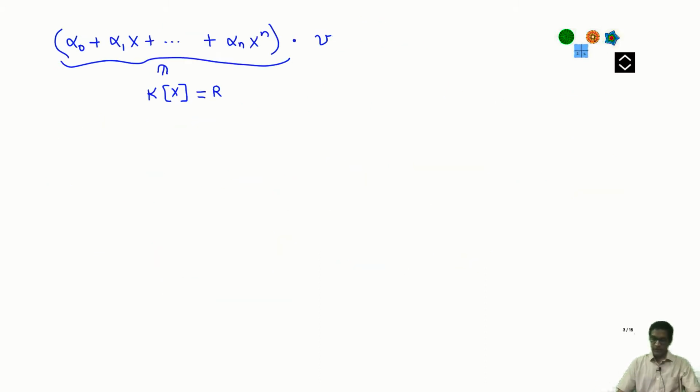Now let me come back to my main object, which is to try and define a scalar multiplication. Take this polynomial, which is an element of my ring R. I should tell you how to scalar multiply it with a vector v. Now the definition is as follows. We just try to do the most intuitive thing. Let me look at the constant term. Alpha naught is the constant term of the polynomial. The constant term, remember, is an element of K.